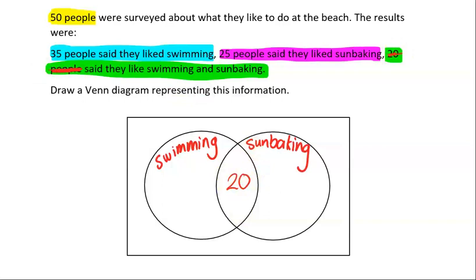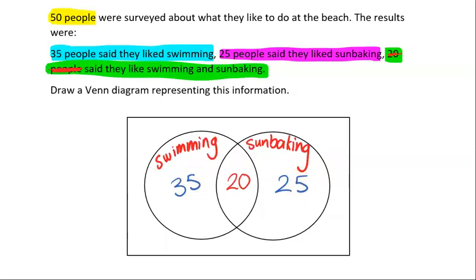Now, let's have a look. I'm going to show you a common misconception that people make, a mistake that people make, and then we're going to talk about why it's a mistake. So what I'm doing now in blue is not correct. And remember that, and we'll talk about why in a second. The statement says 35 people like swimming. So if I go ahead and write 35 in the swimming bubble, and 25 people like sunbaking, and I put 25 in the sunbaking bubble.